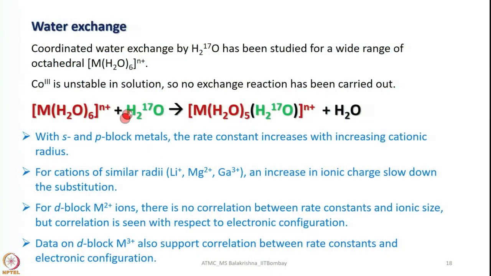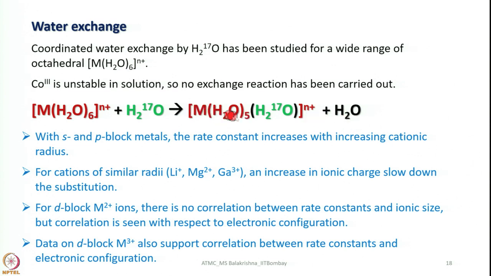So, how have these water exchange studies been carried out? Simply by exchanging coordinated water with isotopically labeled water, like H2 17O as shown here, for a wide range of octahedral hexa-aqua complexes. Cobalt-3 is unstable in solution, and hence no exchange reaction has been carried out. A typical water exchange reaction is shown here. You take the hexa-aqua compound, add labeled water, and labeled water replaces one of the coordinated waters, and water comes out.